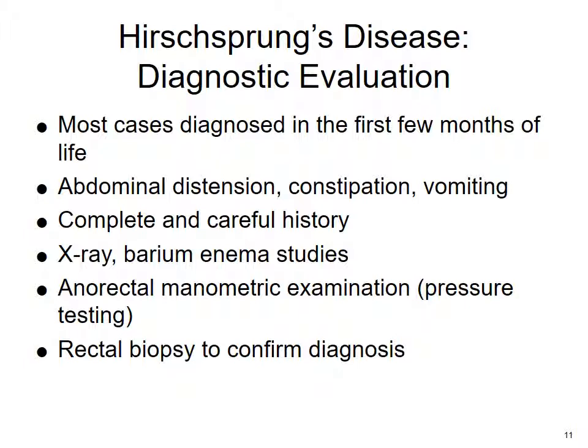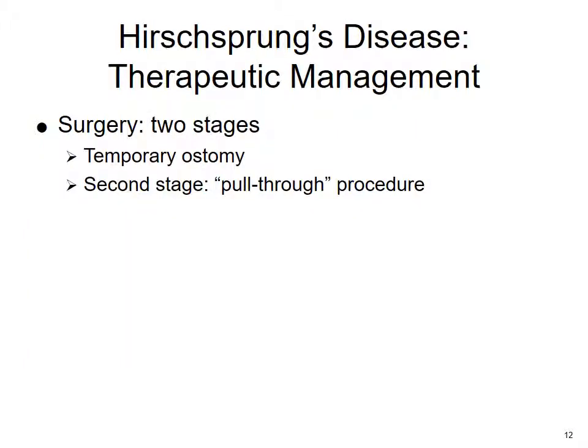Another study that they're sometimes able to use is called an anorectal manometric examination, which is basically a pressure testing to see how much pressure is in the colon. And then a rectal biopsy actually confirms the absence of those ganglionic cells.